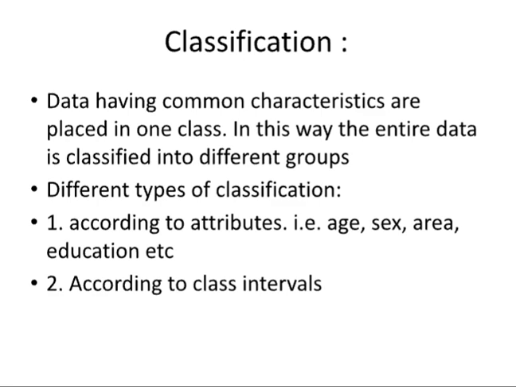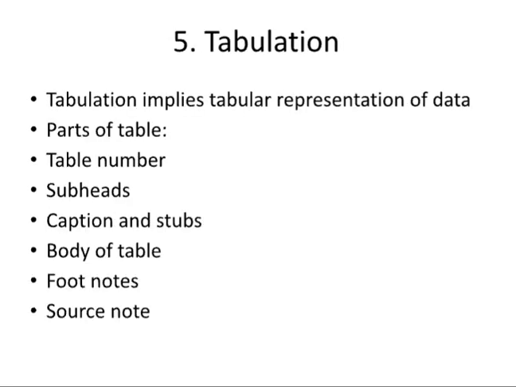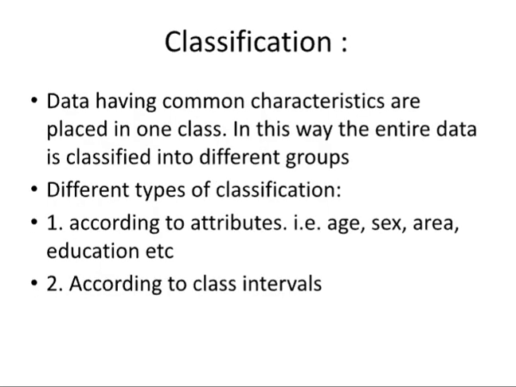So different types of classification are there. According to the attributes, you classify it like age, sex, area, education, marital status, occupation, like that. According to the class intervals also you can classify. How it is done is, according to class interval means age category 15 to 25, or 26 to 35. So you can classify the group under some class intervals. We say it is according to class intervals.